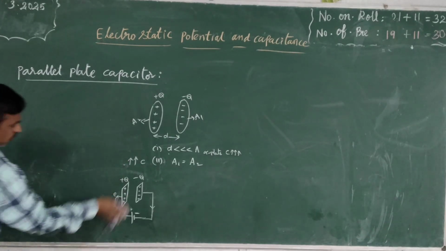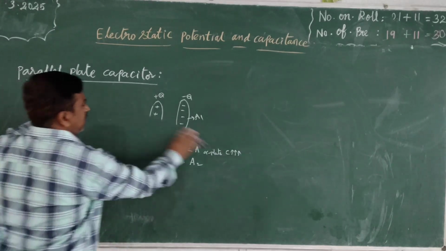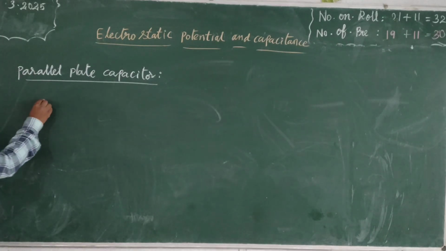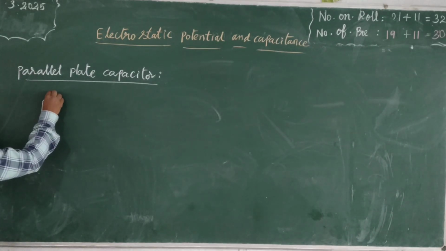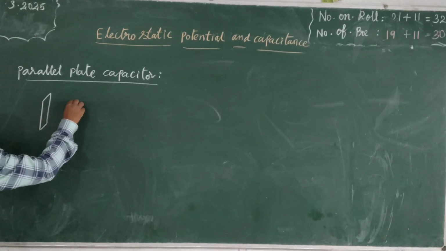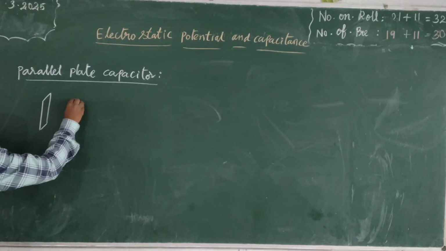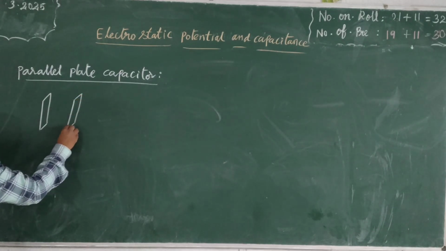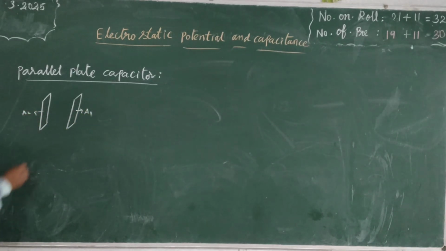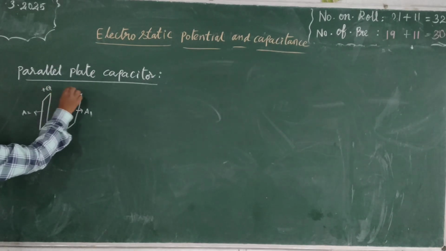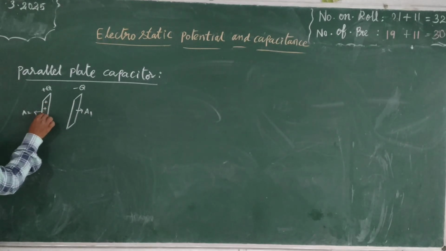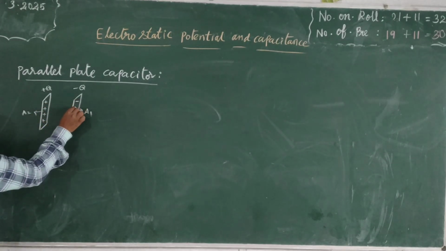Now we discuss the capacitance of the parallel plate capacitor. See here, it is the parallel plate capacitor. This is the first plate, and here is the second plate. Its area is A1, and its area is A2. Here we get plus Q charge, here minus Q charge, and we already know how we get them.